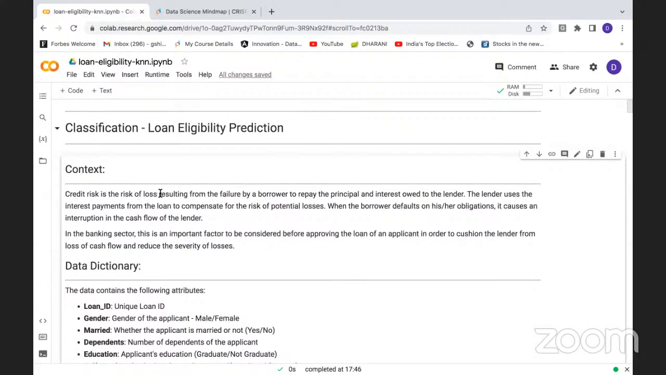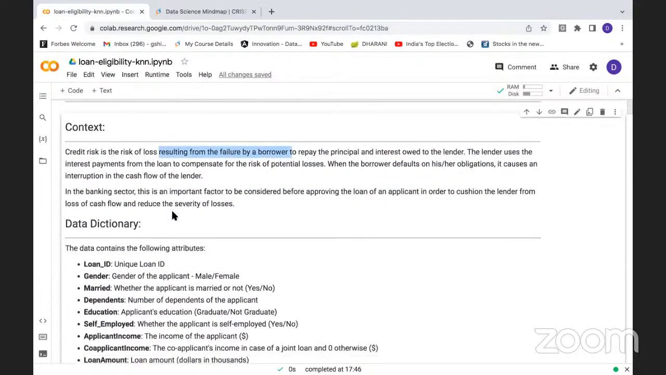Now, it is a risk of loss resulting from the failure by a borrower to repay the principal and interest. So the lender uses the interest payments from the loan to compensate for the risk of potential losses. When the borrower defaults on his or her obligations, it causes an interruption in the cash flow of the lender. So it's a very important factor in the bank sector that before you approve the loan of any customer, we have to know the loss of the cash flow and reduce the severity of the losses.